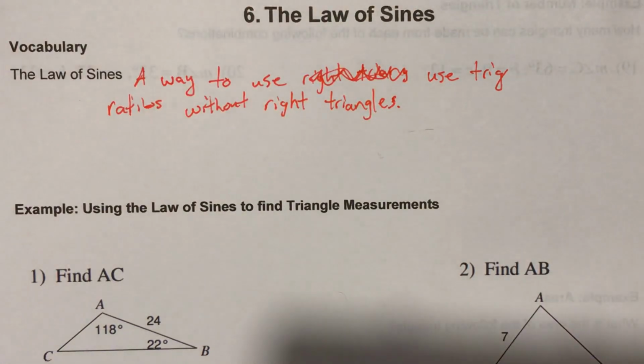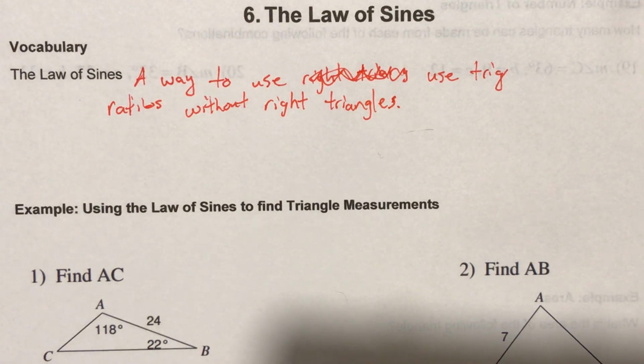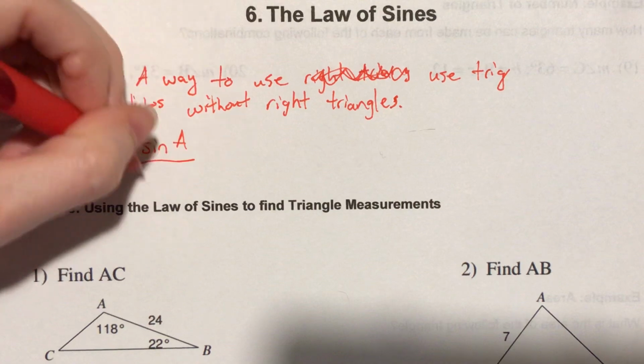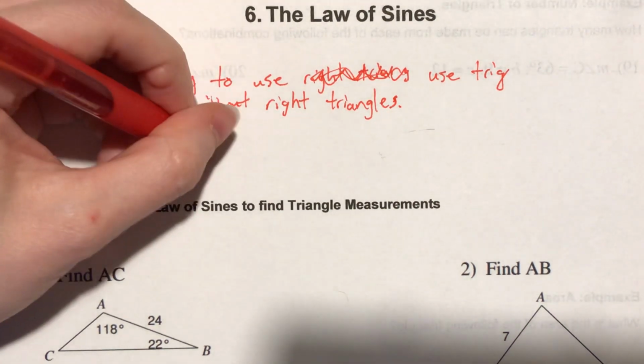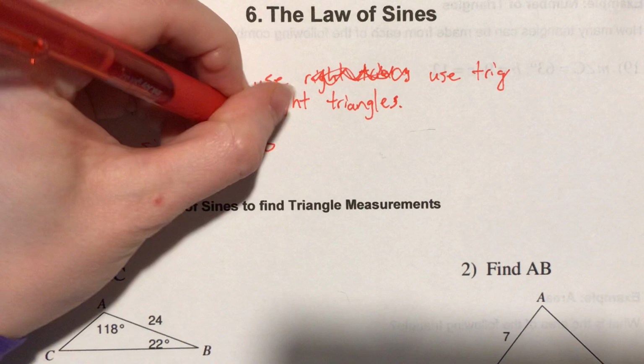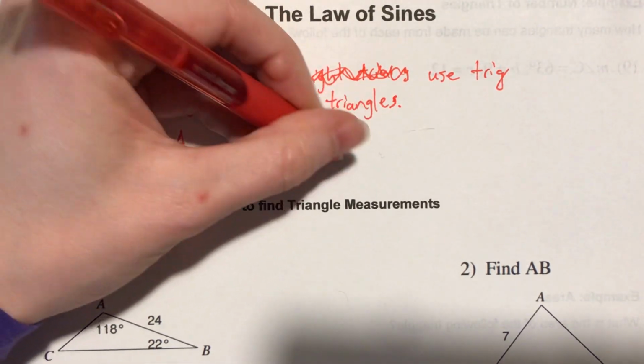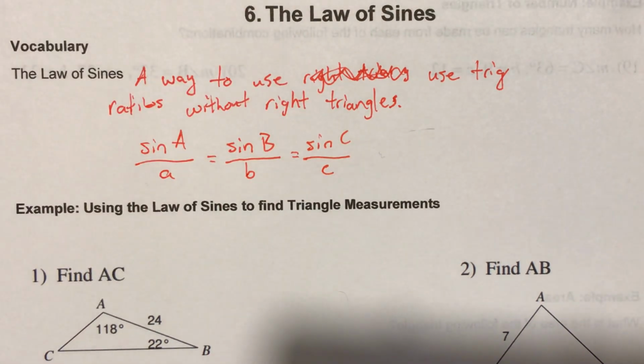So, this law of sines has a formula. And the formula for the law of sines relates the sides of a triangle with the angles of that triangle, even if that triangle is not a right triangle. So the formula goes like this. It says the sine of A over lowercase a equals the sine of B, capital B, over lowercase b, equals the sine of C over lowercase c. Okay, this is capital C on top, lowercase c on the bottom.